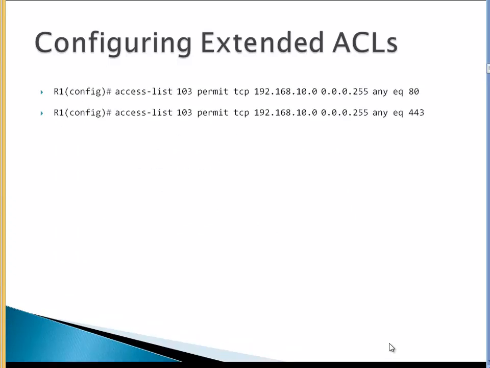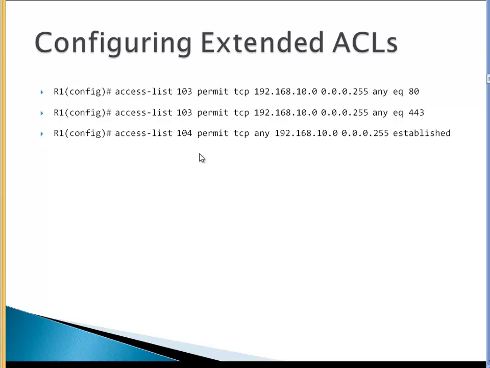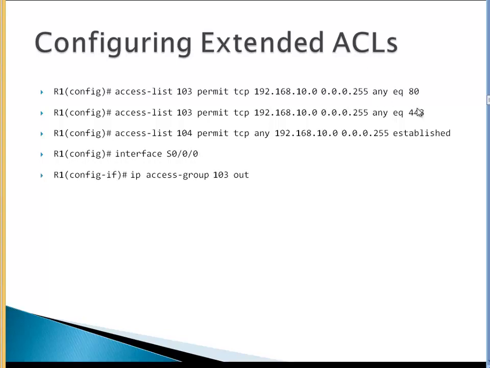So here we are permitting, for example, access control list 103, permit the protocol, the source, destination, and the port number. So that's what extended access control list allows you to configure based on the protocol, source and destination IP address, and the source and destination port numbers. Here we are permitting port 80 and port 443, and then coming back established TCP connection.